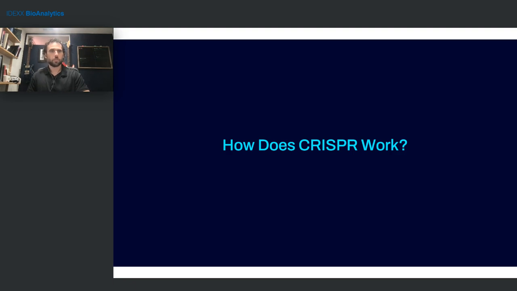So, with that said, I know that we probably have a wide range of scientific disciplines on this call, and while CRISPR has been around for a decade now, I wanted to do a quick level set to make sure that we're all aligned and on the same page for what CRISPR does and how it actually works.